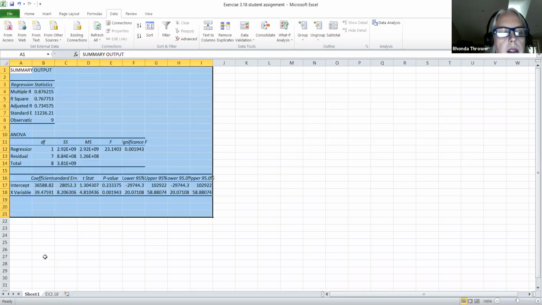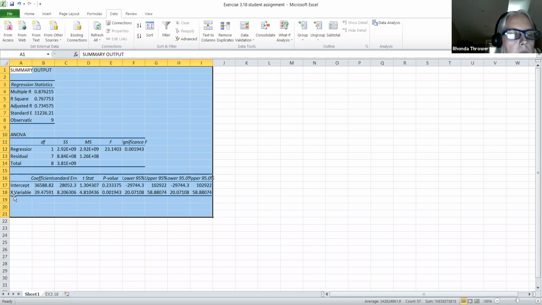And you can see that it created a new sheet for me in Excel, and this is the summary of my output. And what this does is it tells us some important information. You'll remember when we entered into our formula for total cost, we had fixed cost. The intercept is the fixed cost. So my fixed cost in this example is $36,588.82. This is going to be my variable cost per unit.